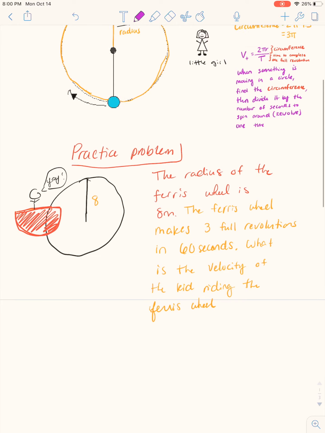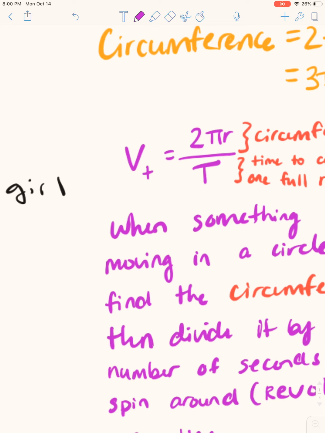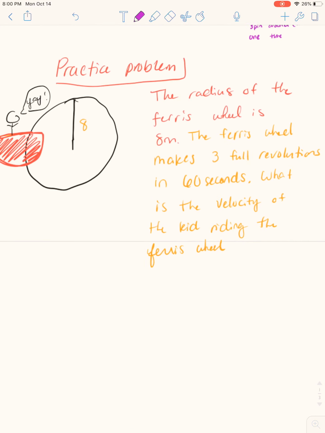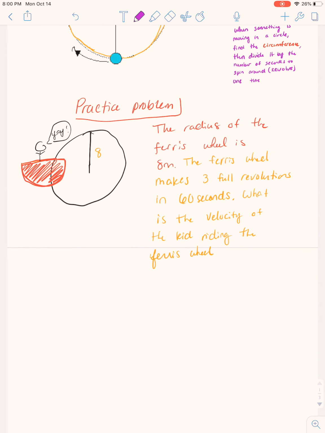All right, so looking at this equation up here, Vt is equal to 2 pi r over T. Vt means tangential velocity. It just means velocity of something moving in a circle. So in this case, the kid is moving in a circle because he's going around like this. And again, if he were to suddenly be dropped right here, he would just go straight down like that.